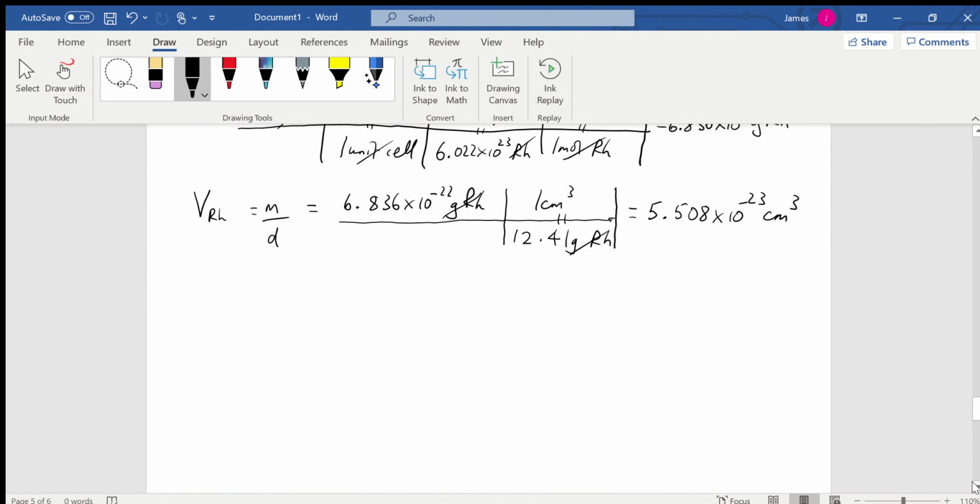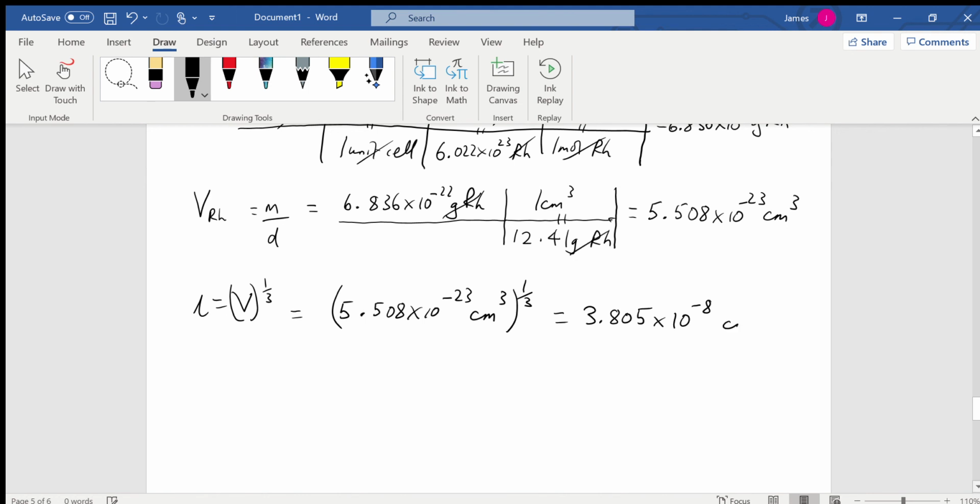So now if I go down a little bit further, I can now just cube root it, to get the length. So length is the volume cube rooted. So that's our length, 5.508 by 10 to the negative 23rd centimeter cubed. Let's cube root that. And that equals 3.805 by 10 to the negative 8 centimeter, because we cube root the unit also. Okay.